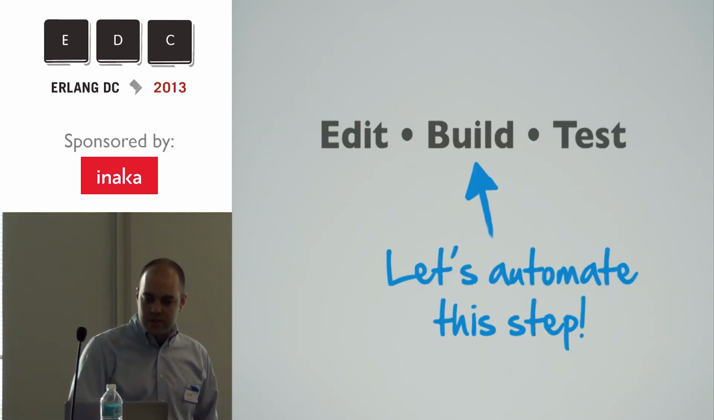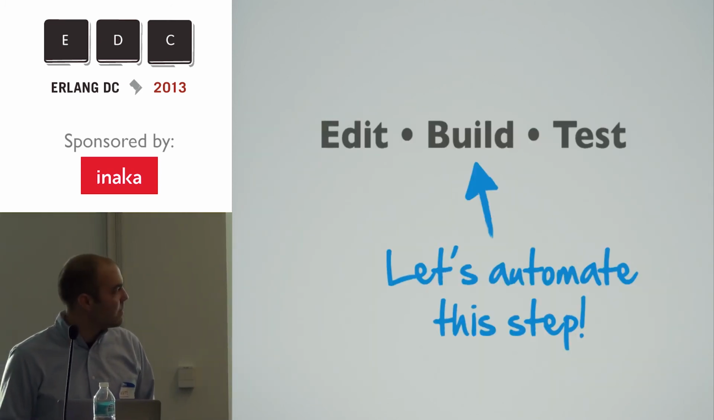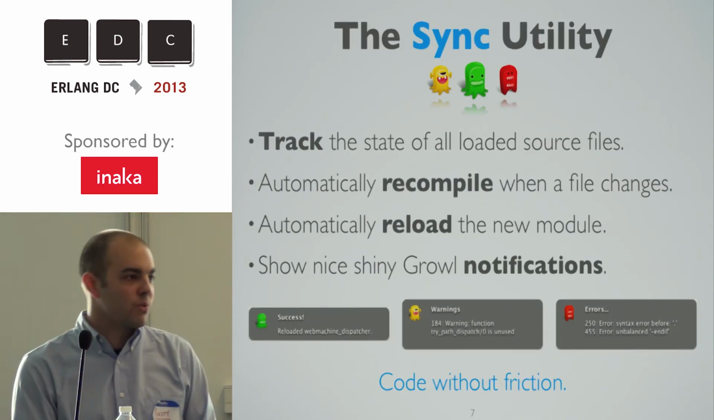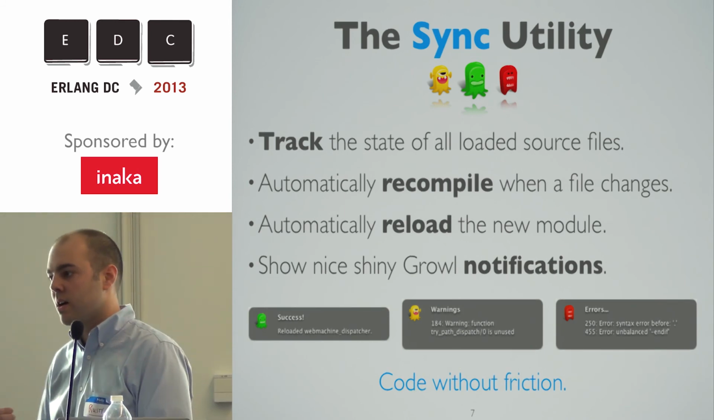So the goal is to take the edit, build, test cycle and automate the middle step, the build step. And that's what the Sync utility does. So what it does is it runs in the background. You actually load it in your Erlang VM.